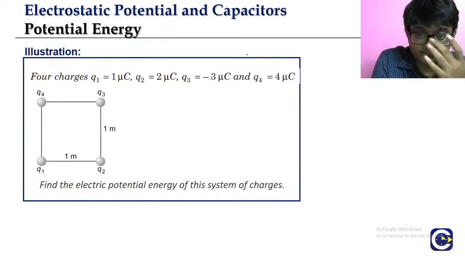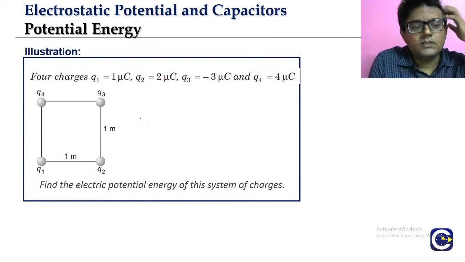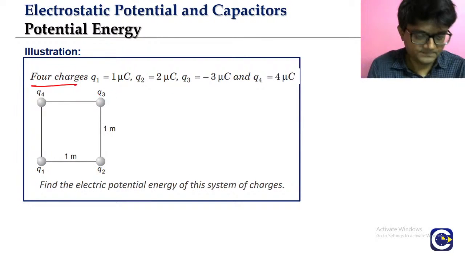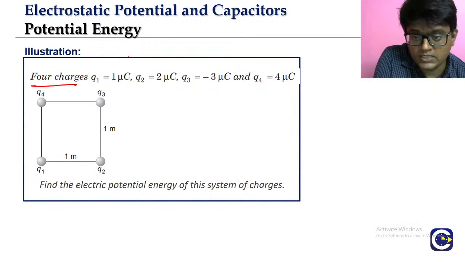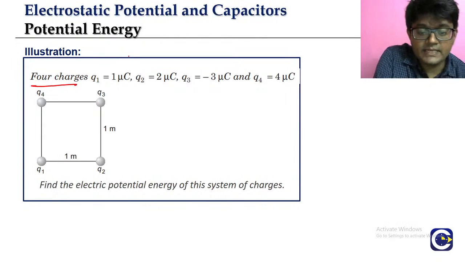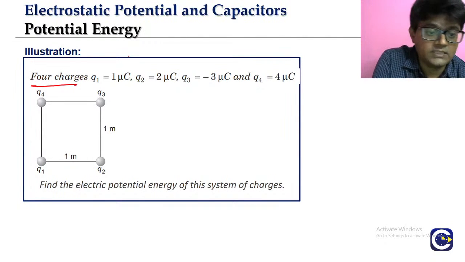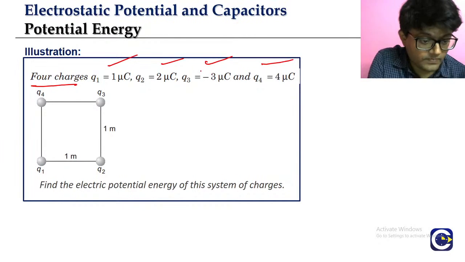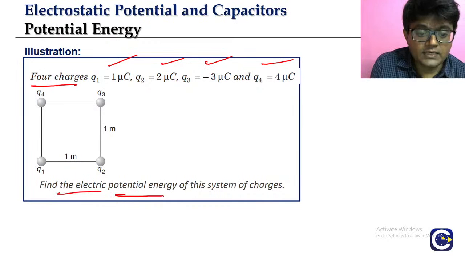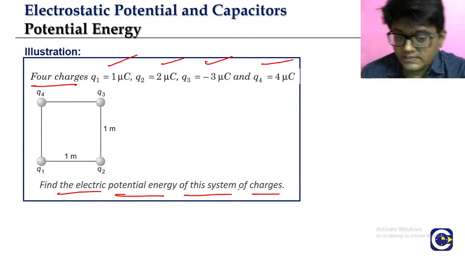Look at the next question. So here we have 4 charges. In this we are given the numerical values. In the ones we solved before, we did not have numericals. But here they are giving us the numerical values. Q1 is 1 microcoulomb, Q2 is 2 microcoulomb, Q3 is minus 3 microcoulomb, and Q4 is 4 microcoulomb. Find the electric potential energy of the system of charges.